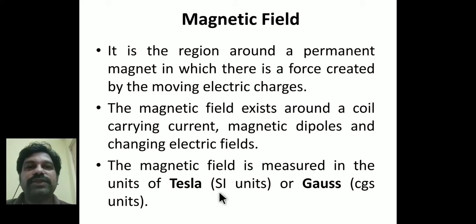Tesla is the SI unit for magnetic field, and for the CGS system, the unit for magnetic field is Gauss.